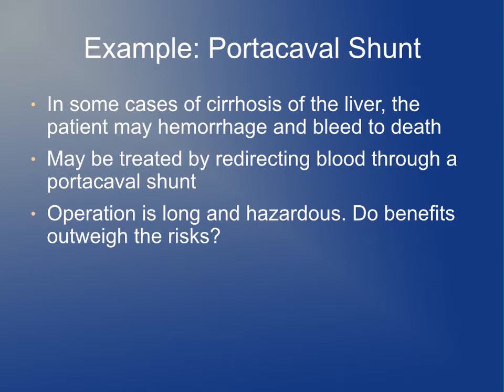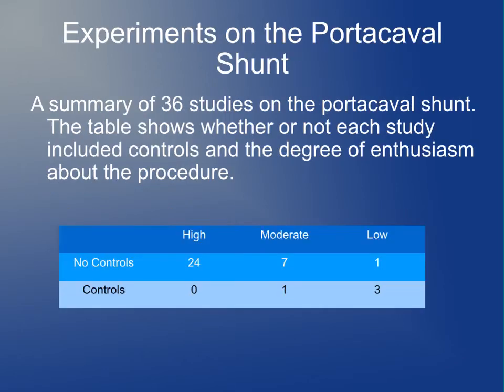The portacaval shunt is used in cases of cirrhosis of the liver, which can cause people to hemorrhage and bleed to death. To try to keep them alive, you can redirect blood through this shunt. But in order to do that, you have to do a long, hazardous operation where lots of things can go wrong. Some people wondered, is this really even worth it? Or are the risks of performing the procedure greater than the risks of using other methods to treat the hemorrhaging?